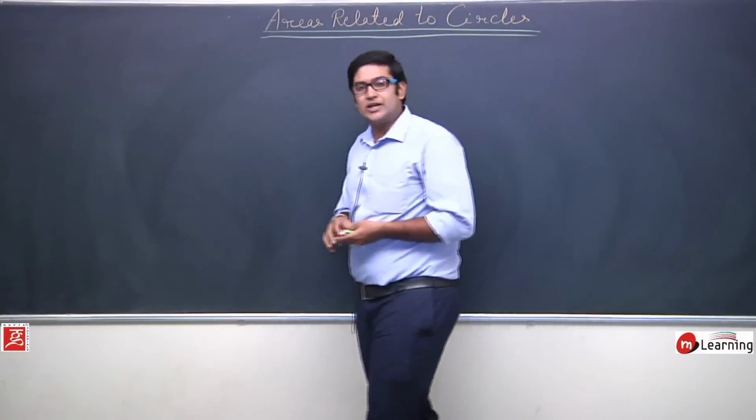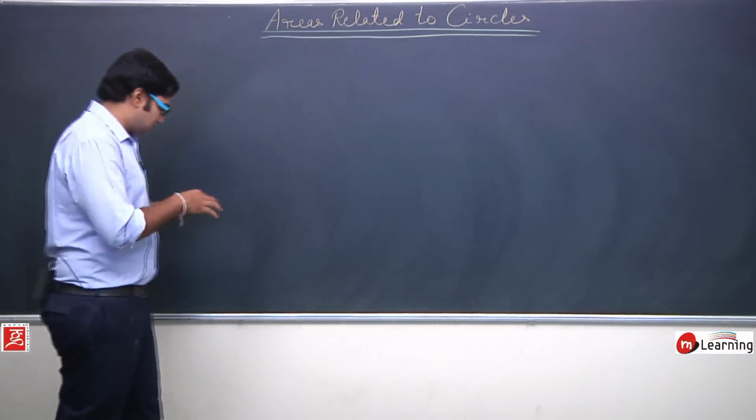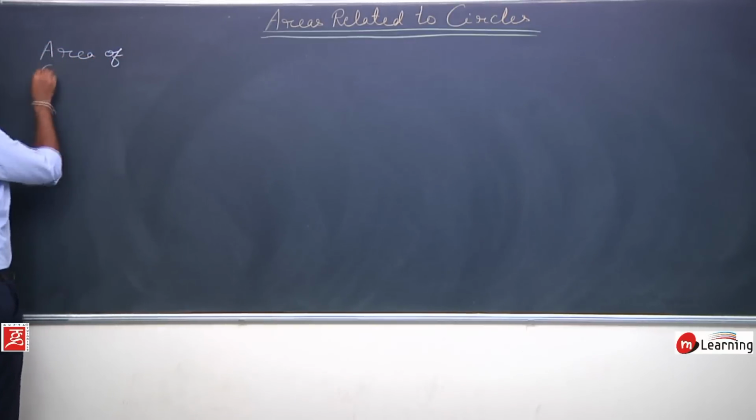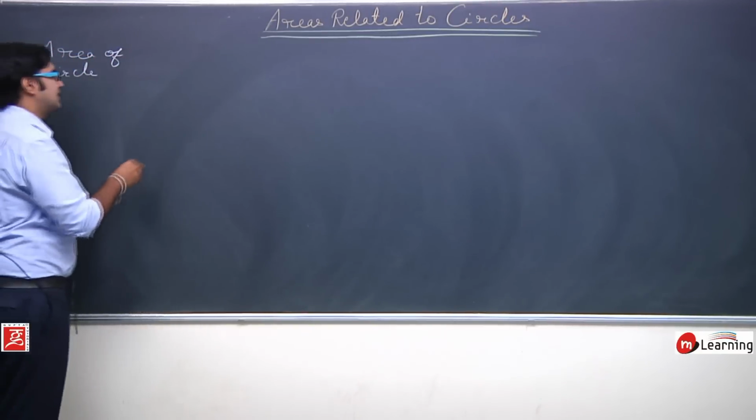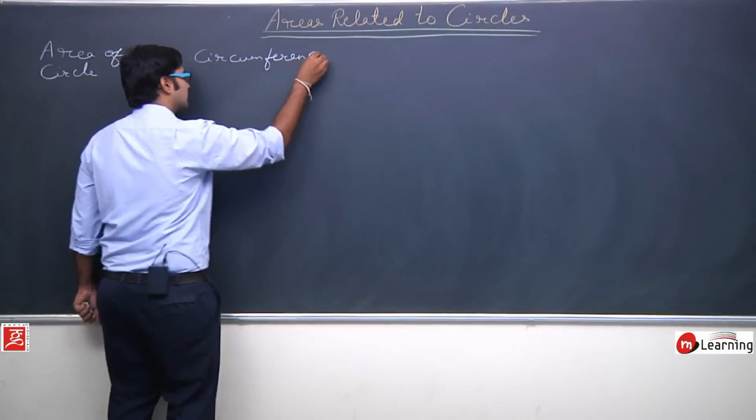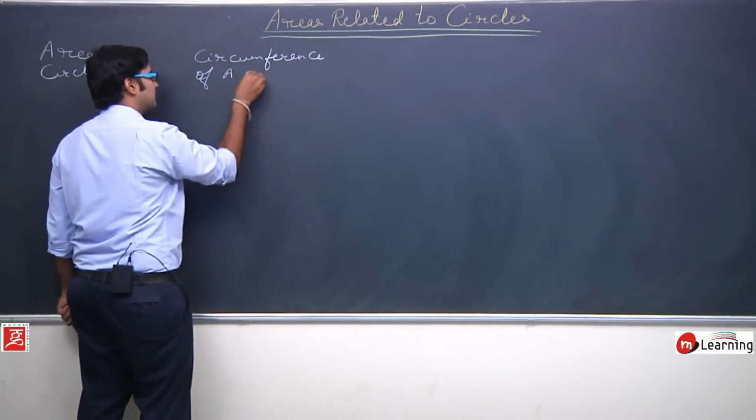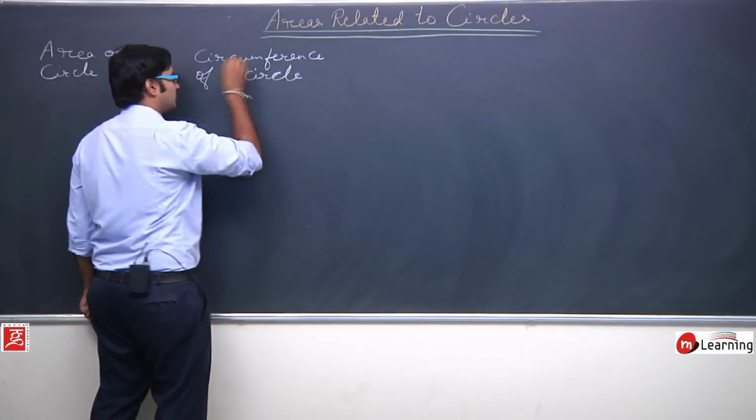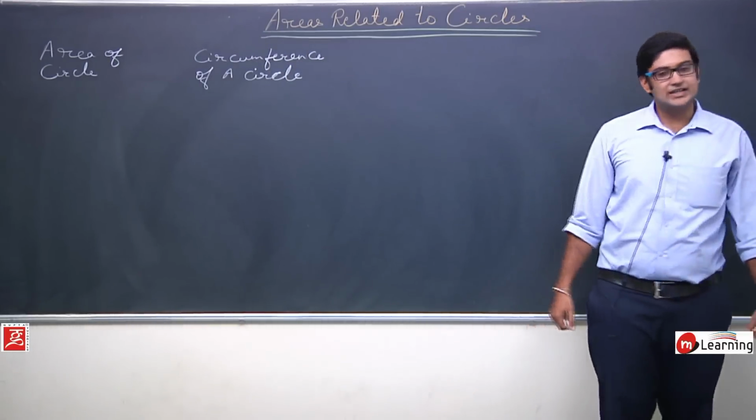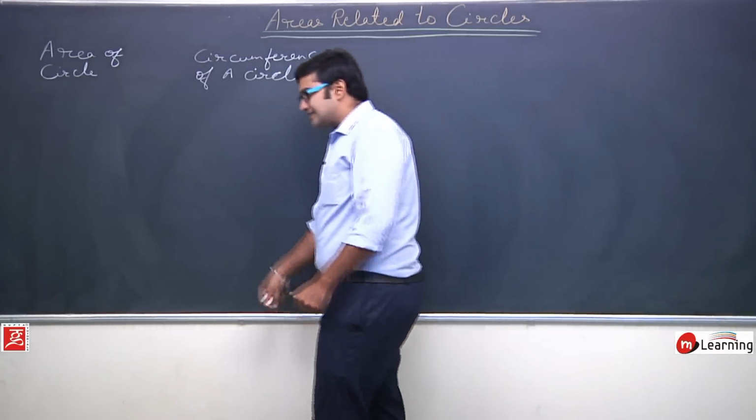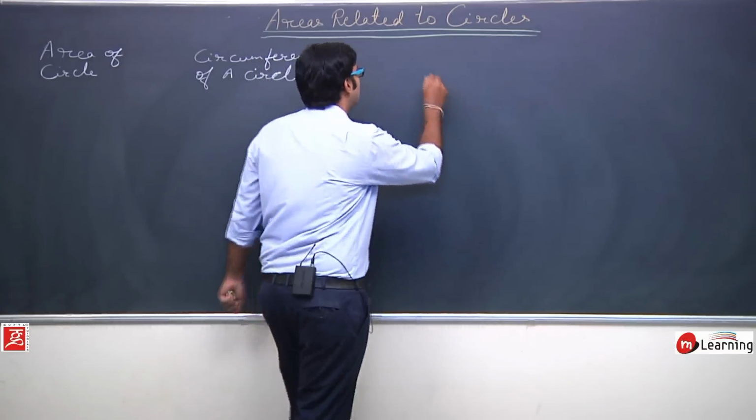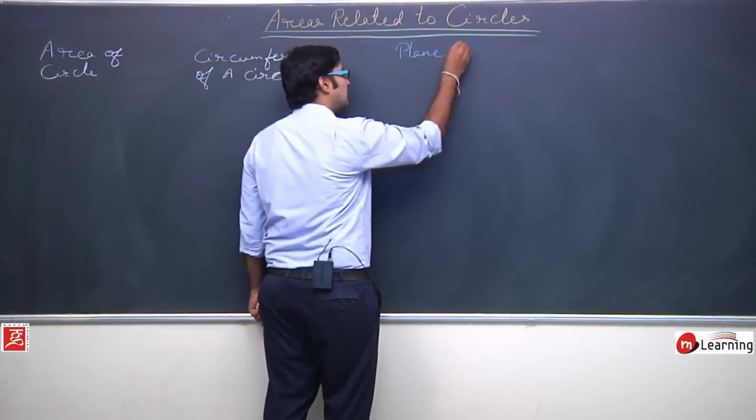Some of the basic concepts that you have studied in the previous class are the area of a circle, and second is circumference of a circle. Area of a circle and circumference of a circle. You know that a circle is a plane figure, and in this chapter we are going to deal with only plane figures. Our main concern will be areas of plane figures.